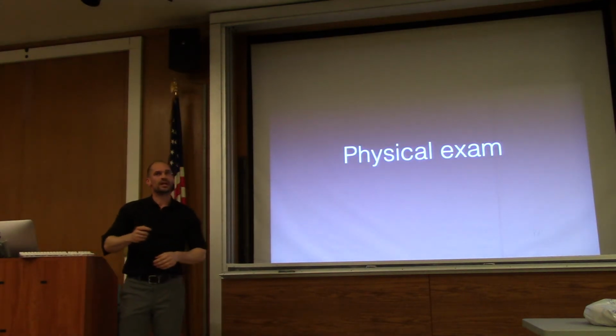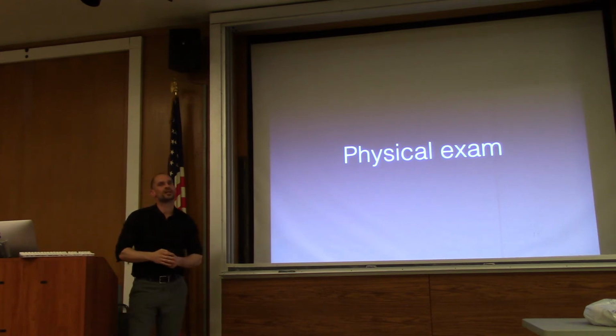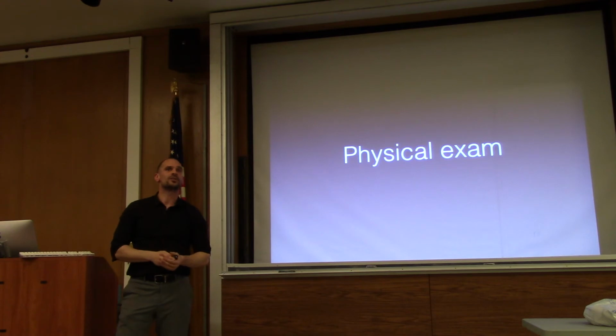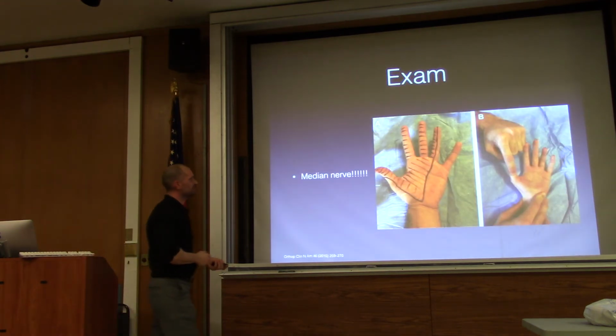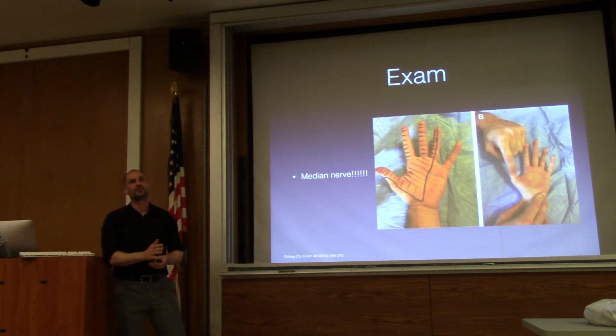Actually, I want to go back. In terms of physical examination of your wrist, everybody understands that you're going to be assessing the nerves, right? So you're going to be assessing radial, ulnar, and median nerve. One of the biggest things you need to do whenever you assess these fractures is assess the median nerve, okay?